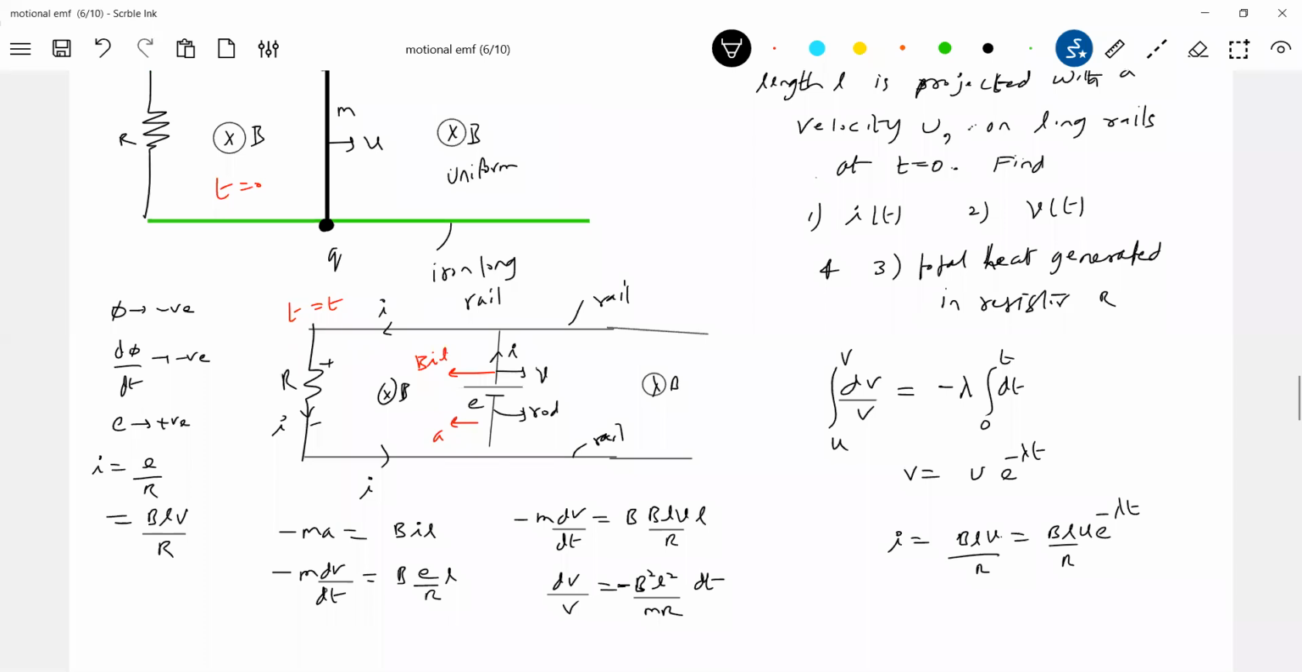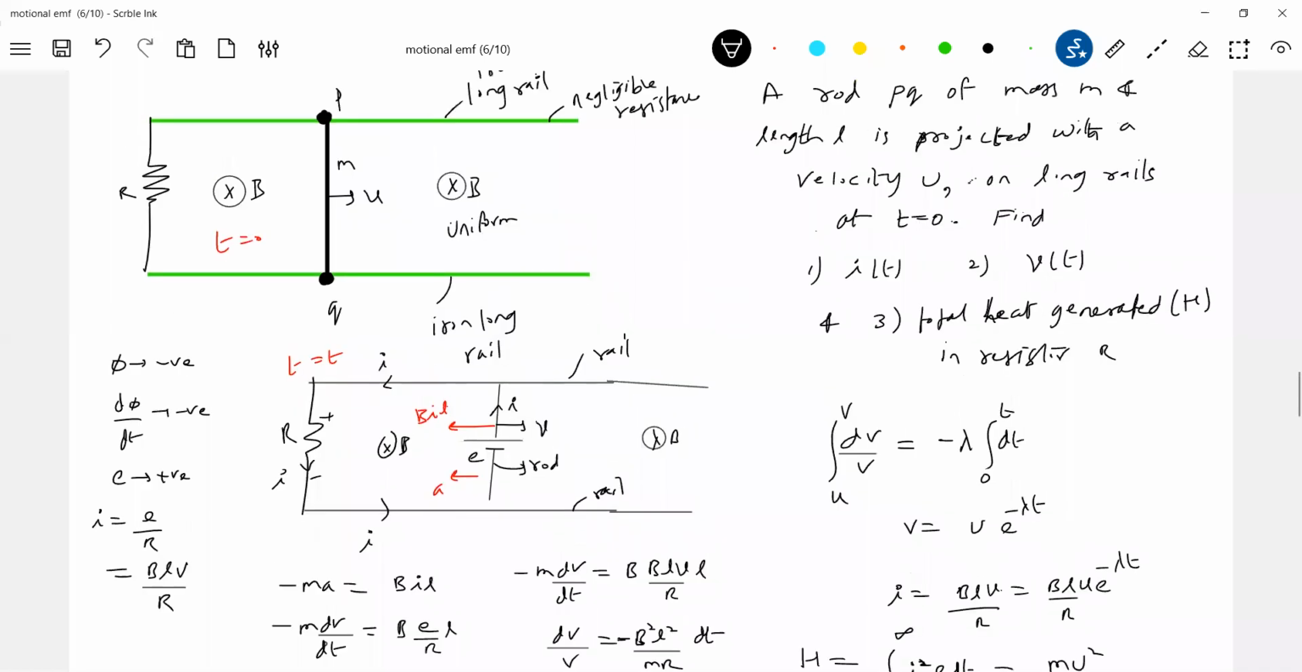There are two ways you can calculate that heat. Total heat generated H: one, you can go for the integral of I square R dt from 0 to infinity, or directly I can write the initial kinetic energy given to the rod, because that only will be converted into the heat.